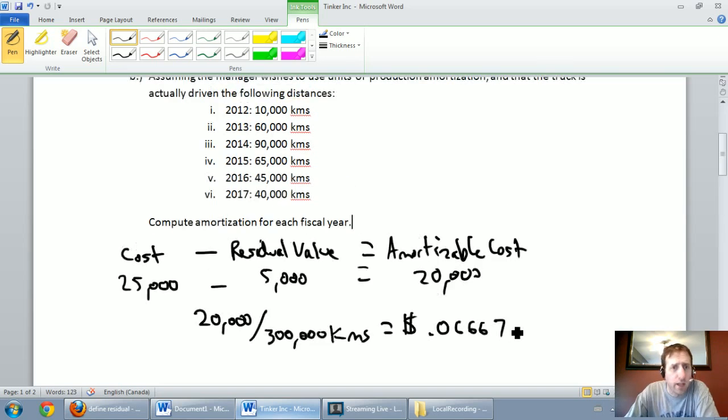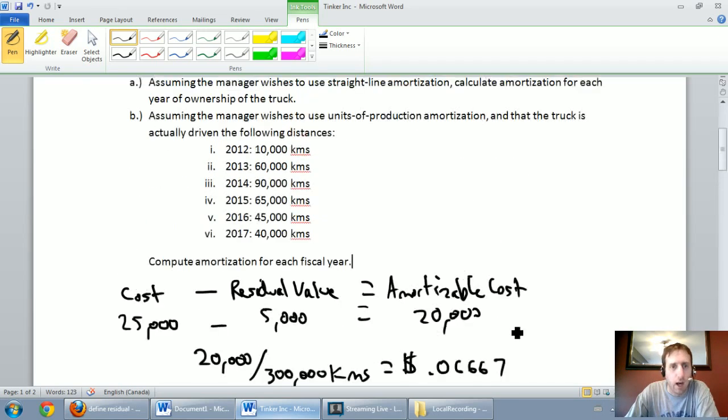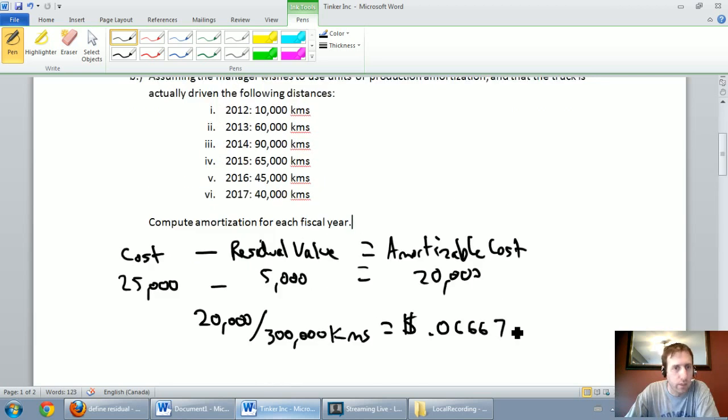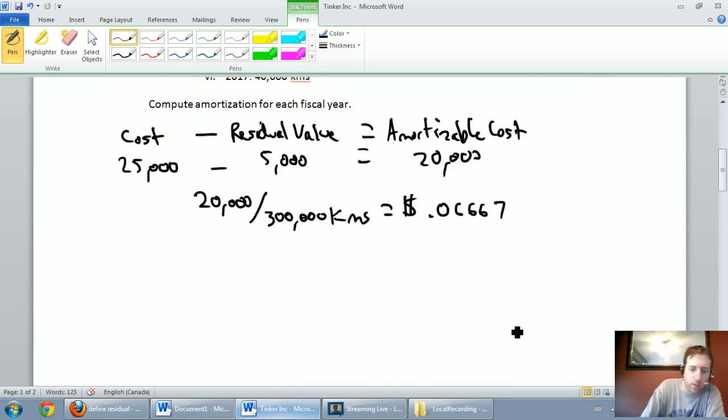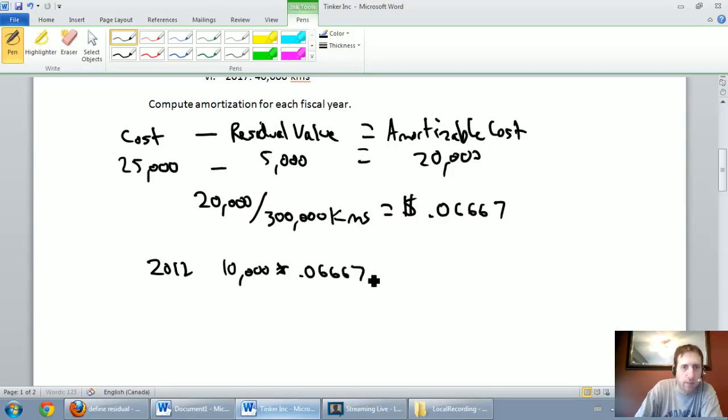So let's go ahead and amortize this asset then. In 2012, we drove it 10,000 kilometers. So in 2012, I'm going to say it's 10,000 kilometers times 0.06667. And what you find when you multiply 10,000 times 0.0667 is you get 667. We'll round to the nearest dollar.